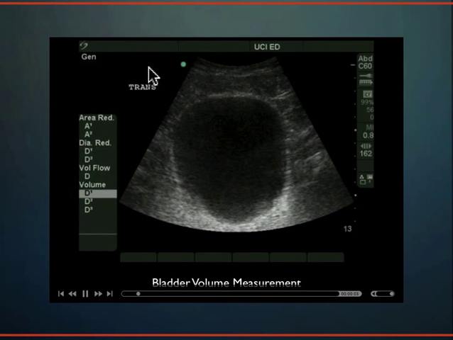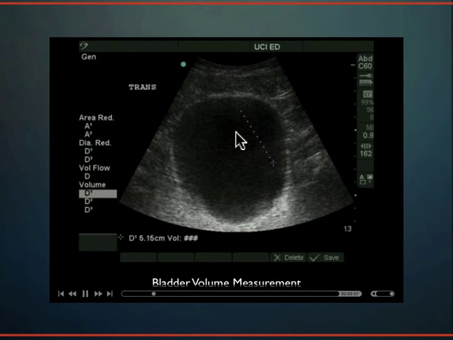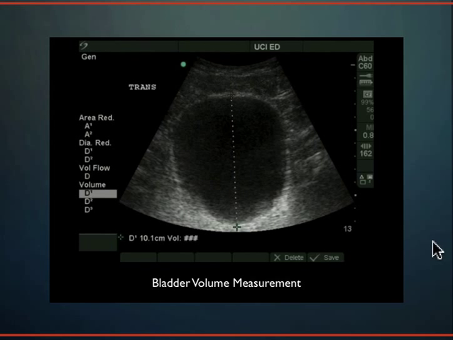This is a transverse plane of the bladder. It looks really kind of squared off here. It's pretty full. They're going to measure first the height of the bladder in this transverse plane. From here to here is the height. And then eventually, in this particular software, and some of the machines, you can lock in the values, and the machine will do the calculation for you.